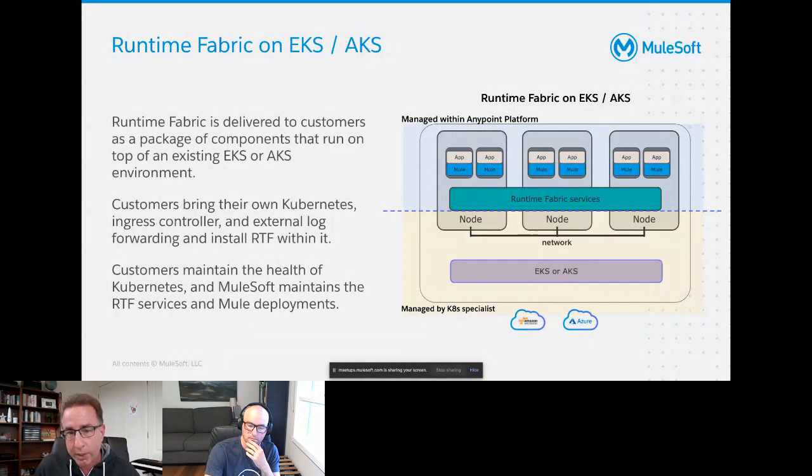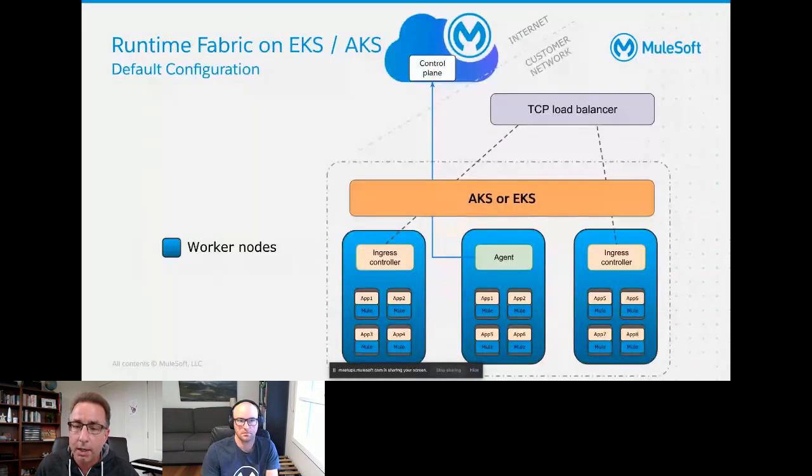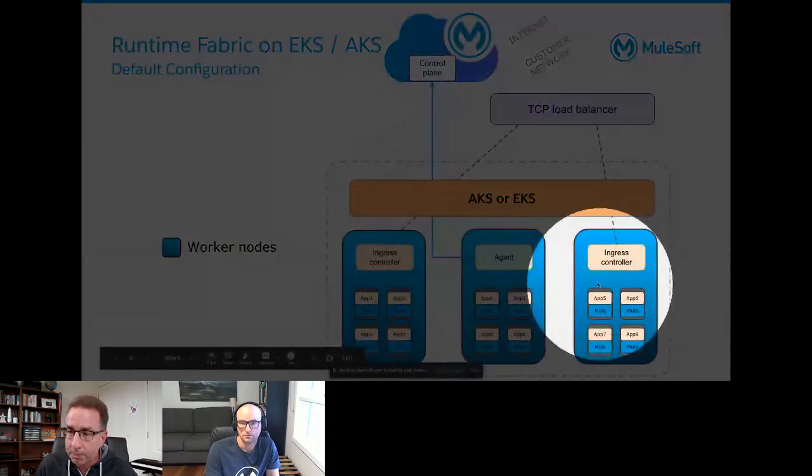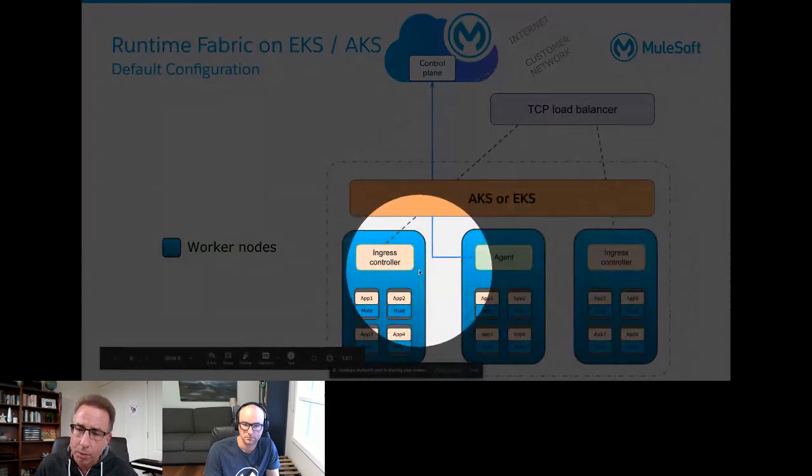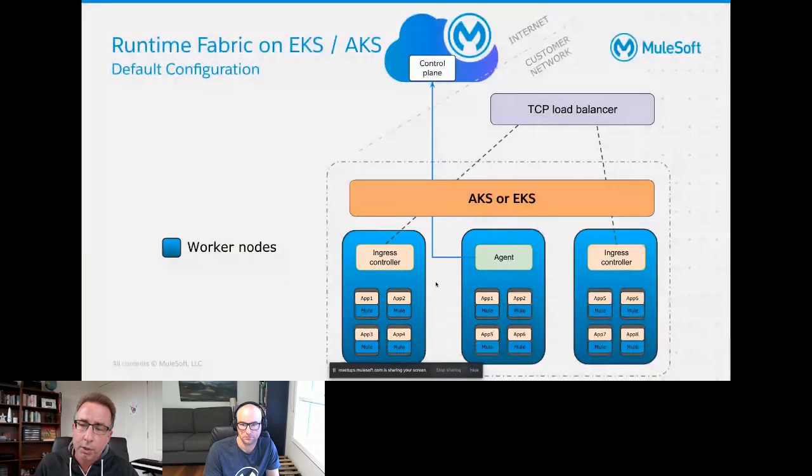How does that look on EKS and AKS? Again, the only thing that we install right now are the worker nodes, right? With your Mule apps and your Mule runtimes, and you're using EKS and AKS specific components for ingress controllers or for your agents to communicate with the apps in there. So all of that configuration has to be done on those managed Kubernetes servers.